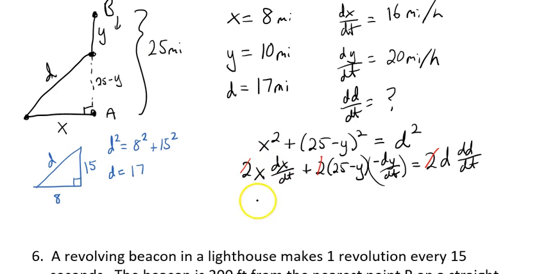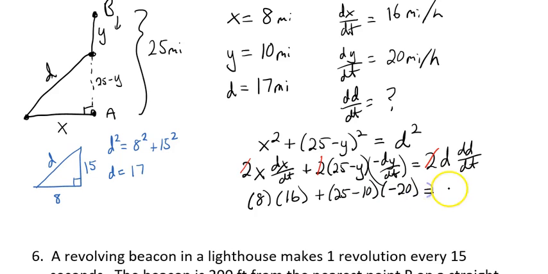And then I'm going to plug in. So I'm going to plug in 8 for the x, 16 for the dx dt, 25 minus 10, and then negative 20. And then d is 17, and I'm finding dd dt. And it's nice, this whole side is numbers. You can just figure out what that is by typing in your calculator or doing the math in your head really quick. You get negative 172.